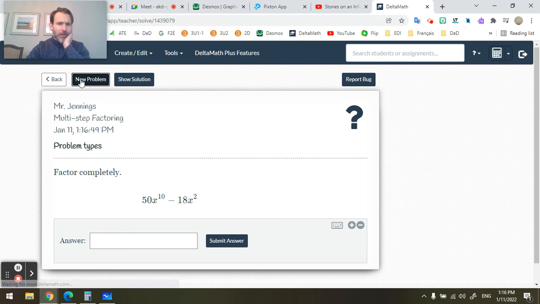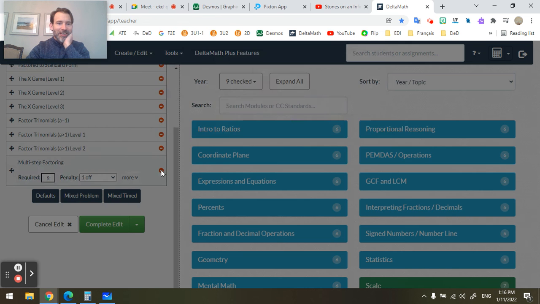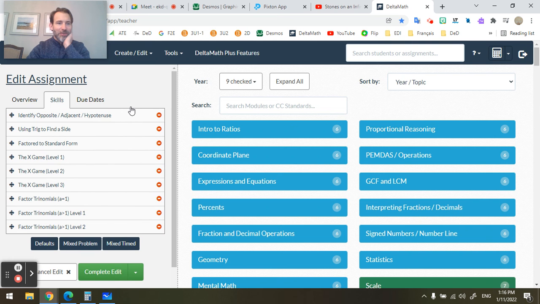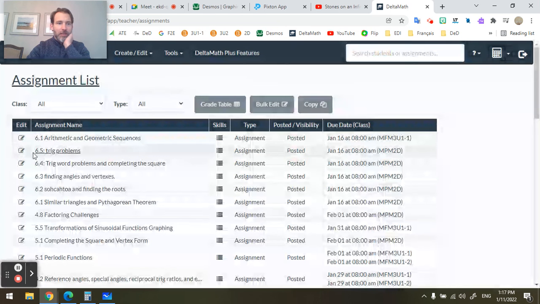Okay, so anyway, this is still really hard. I'm going to take this out of the Delta Math right now. You don't have to worry about that. It's going to confuse people, and there you go. So it's no longer in the Delta Math. Complete the edit. Okay. Let's take another look at this assignment.